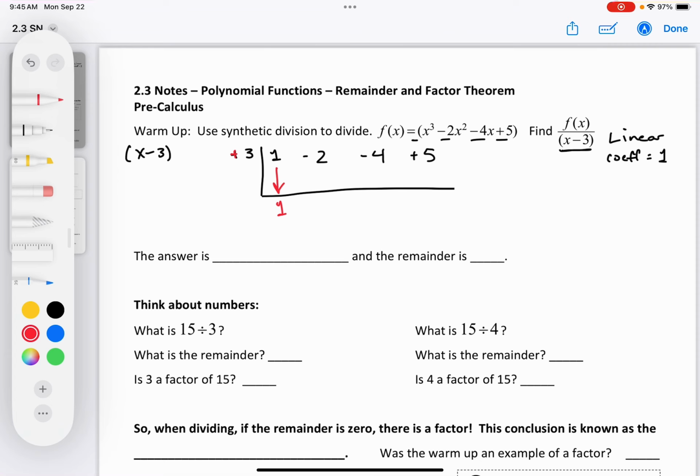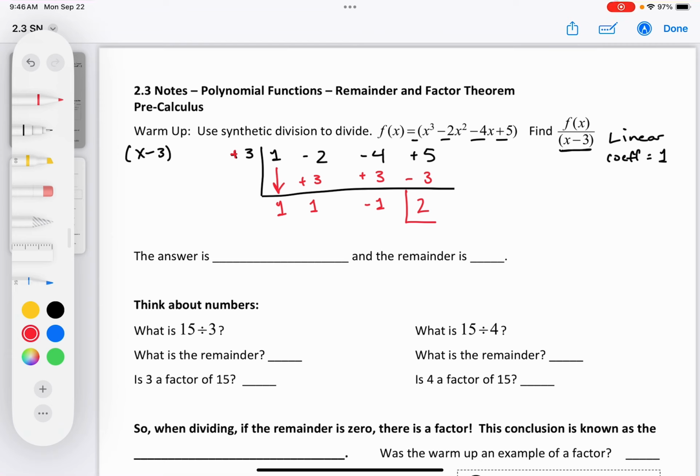So 3 times 1 is positive 3, and negative 2 plus 3 is 1. So 3 times 1 is positive 3, and negative 4 plus 3 is negative 1, and then 3 times negative 1 is negative 3, and 5 plus negative 3 leaves us with 2. And that last digit is always going to be our remainder if there is one.